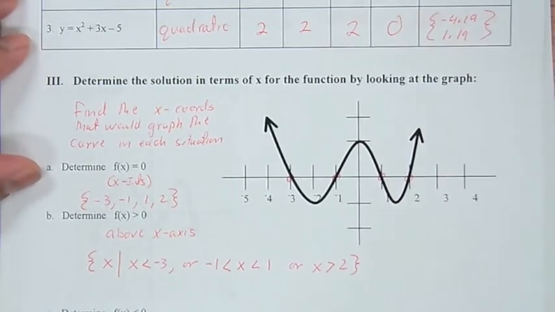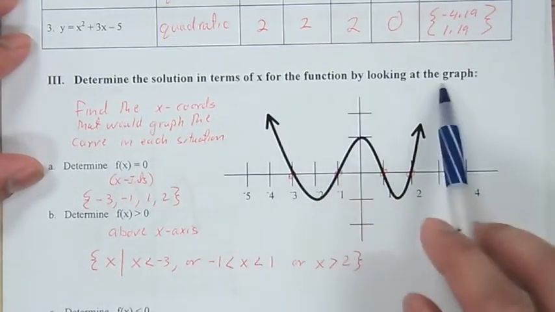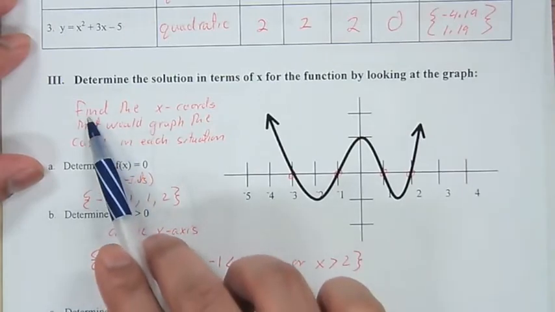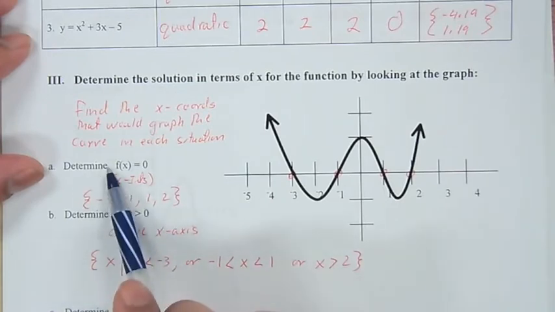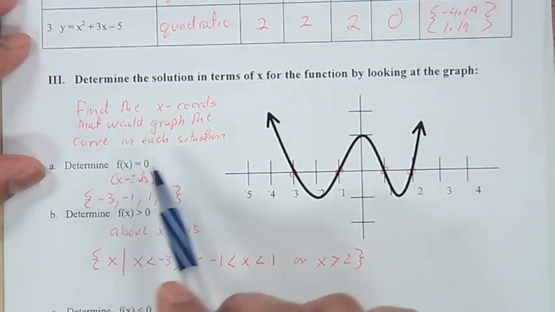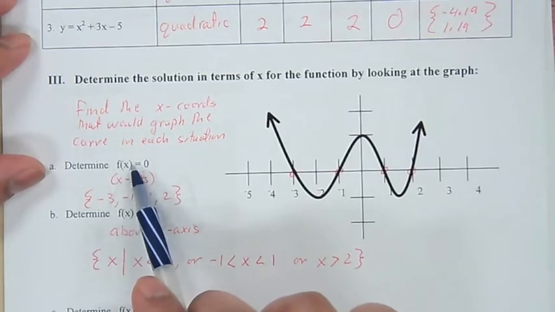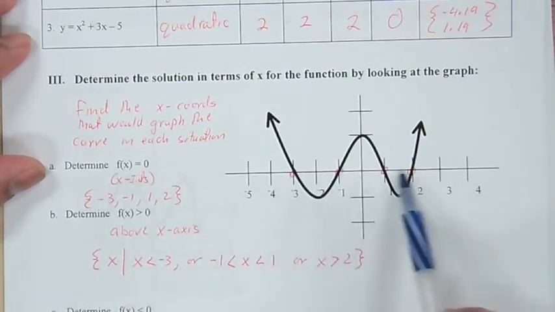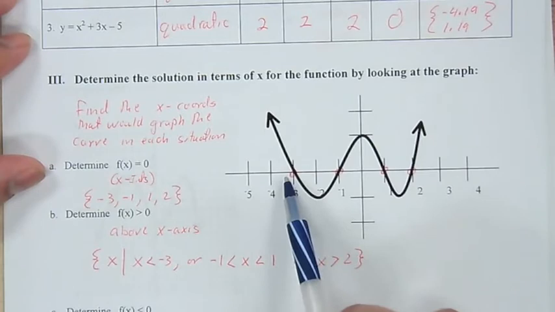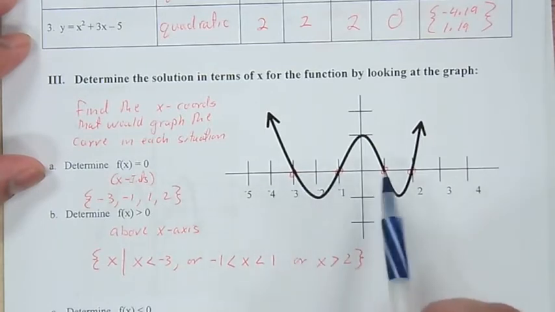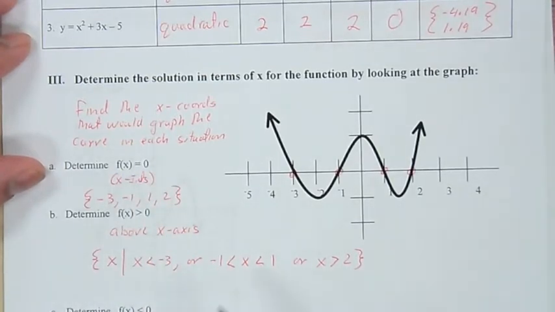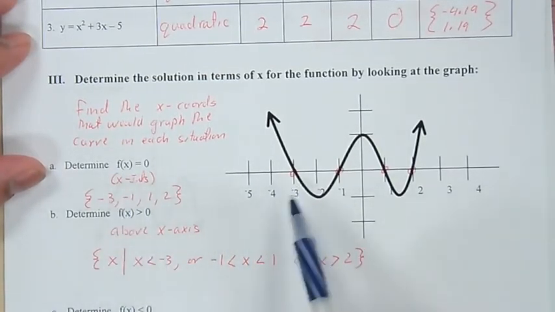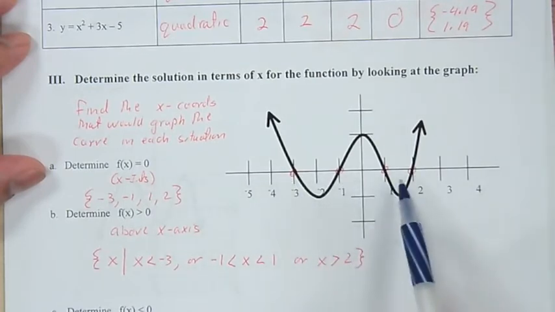All right, the next part, determine the solutions of the function looking at this graph right here. Find the x-coordinates that would graph the curve in each solution. To determine f of x equals 0, you can always replace f of x with y. So where is y equal to 0? Well, y is equal to 0 on this line right here. The graph is equal to 0 at this point, this point, this point, and this point. You can say f of x is equal to 0, or you can say the solutions or the zeros. So we've got zeros, or the x-intercepts, at -3, -1, 1, and 2.